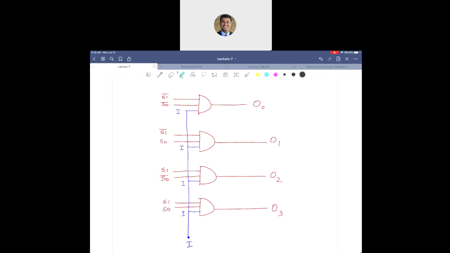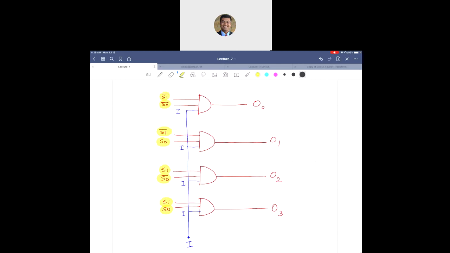Then you have two select lines, S0 and S1. But for the first AND gate, you have the complemented versions, S1 complement, S0 complement. The second AND gate, you have S1 complement S0. The third AND gate, you have S1 S0 complement. The fourth one, you have S1 and S0.